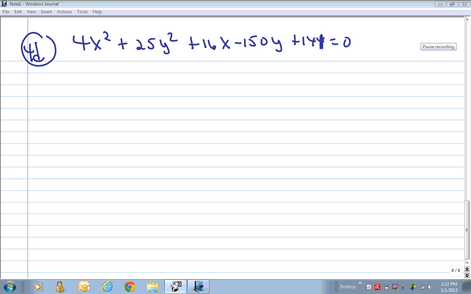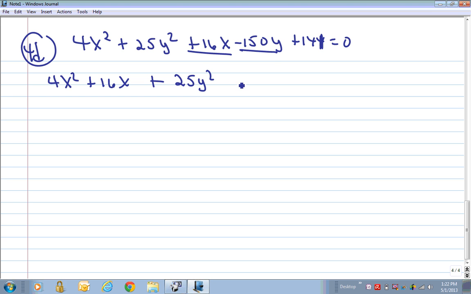All right. Again, the same kind of thing. We're going to complete the square before we're able to identify everything. So let's take a look at this. Let's group everything together, group our x's. So we have 4x squared and our 16x. We have a plus sign. We have 25y squared, and we have -150y. And we move our 144 to the other side, so it's -144.